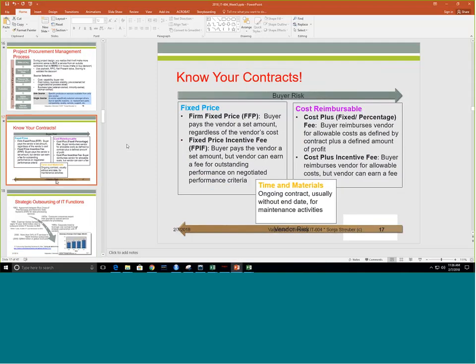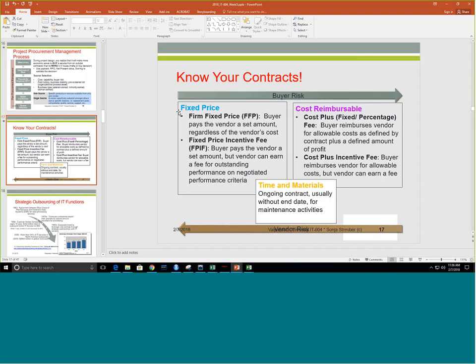So, along with that, you need to know your contracts as well, because as you are getting ready to move from WBS to schedule, it's important to understand what the performance incentives are for people to work faster or to work not so fast.